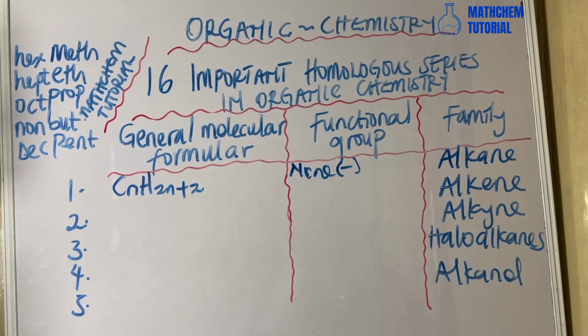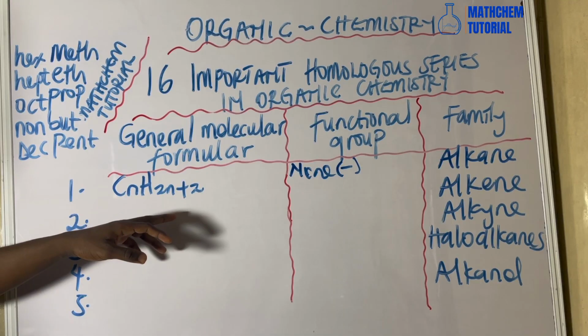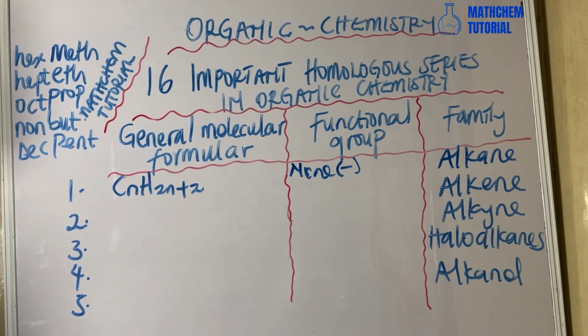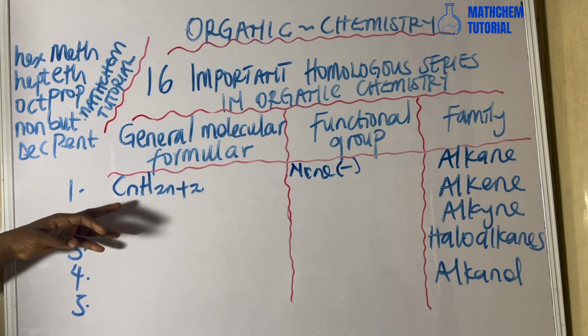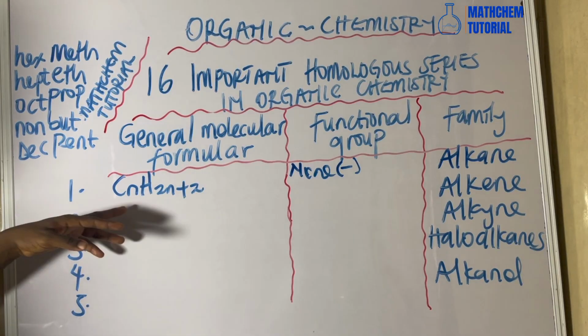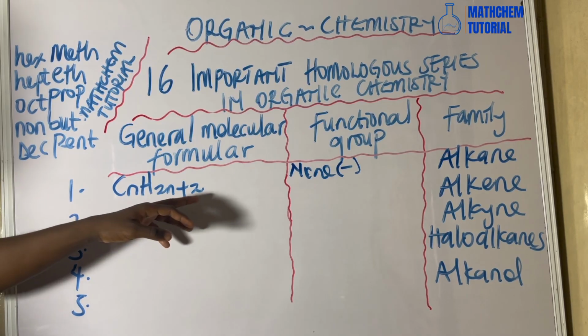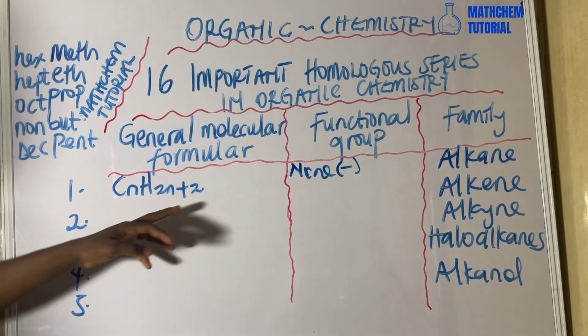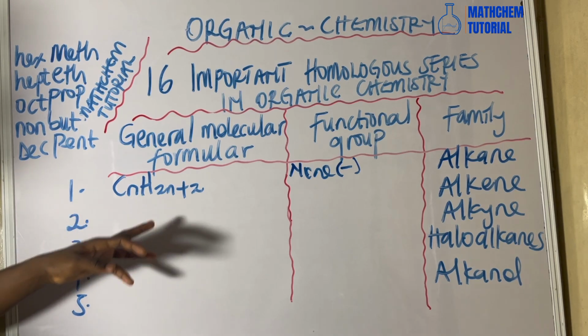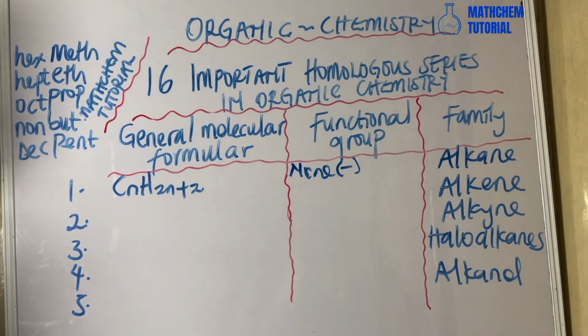Now let me explain further for this alkane. CnH2n+2 is the general molecular formula for alkane. Now, if the number of carbon is 2, this will be C2, then 2 times 2 is 4, plus 2, that is 6. So we have C2H6.